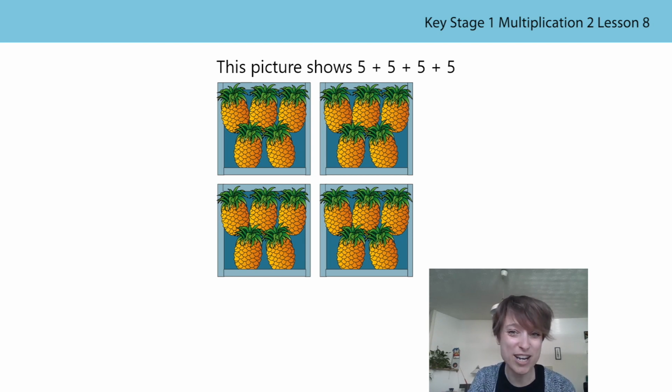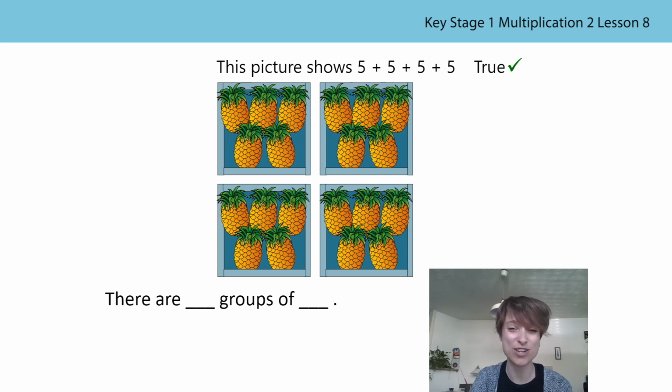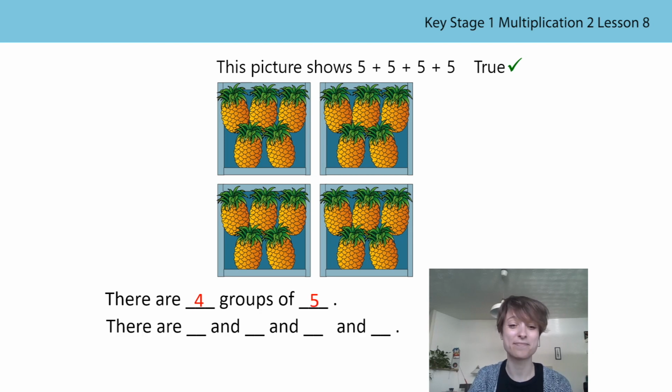Shall we see if you got it right? Okay. Well done if you said that this statement was true. But how do we know it's true? Shall we use those sentence stems again to describe the picture? They've been really handy, haven't they? And helped us with our reasoning. Okay, let's have a go together. There are 4 groups of 5. There are 5 and 5 and 5 and 5.